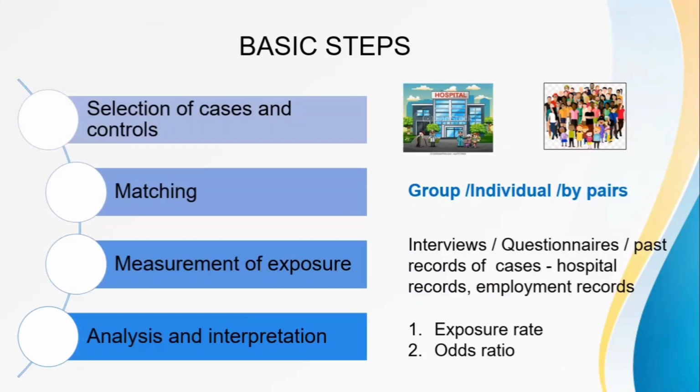Now we have to be familiarized with certain terms used in these studies, like matching. What do you mean by it? It is the process of selecting the controls so that they are similar to the cases in certain characteristics like age, race, sex, socioeconomic status, and occupation.